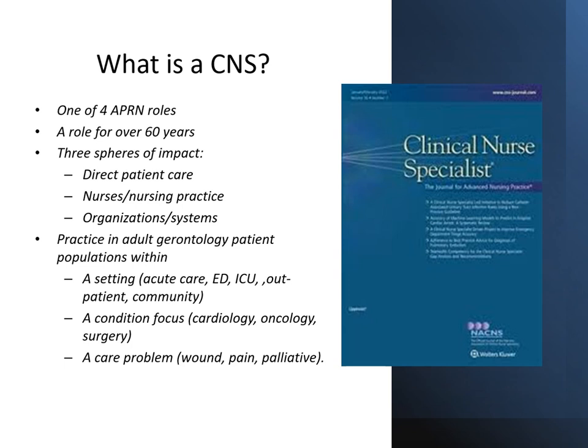CNSs can practice in adult general populations within a setting such as acute care, outpatient, emergency rooms, ICUs, in the community. It can have a condition focus. You may be focused on cardiology or oncology or maybe surgery. Or you may be focused on a care problem such as wound, pain, and palliative care. At USI, we do the adult general populations. There are other schools that may offer pediatric CNSs, and some schools are offering it in mental health.